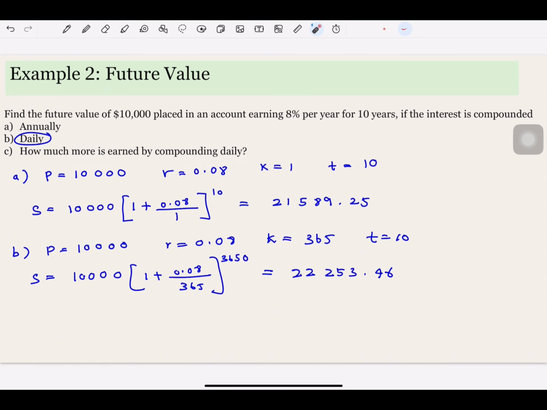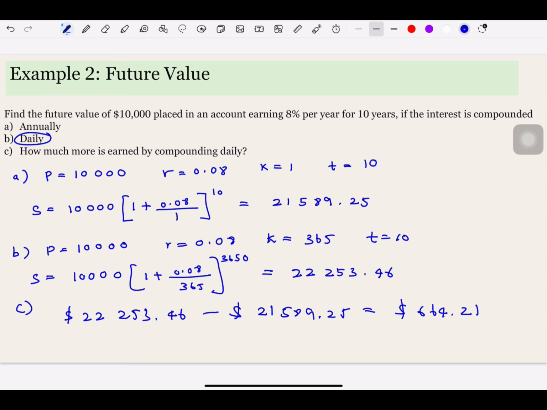Now you have to get the difference to find out how much more is earned by compounding daily. So you have to subtract this value, 22,253.46, and 21,589.25, which is around $664.21. So that means daily compounding gives $664.21 more than the annual compounding.